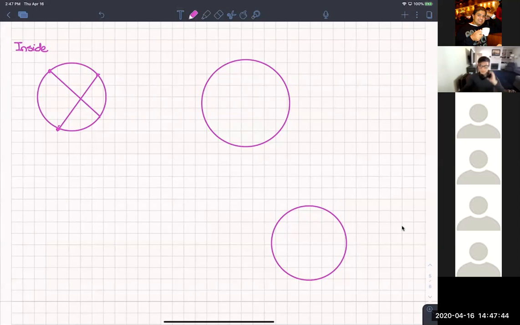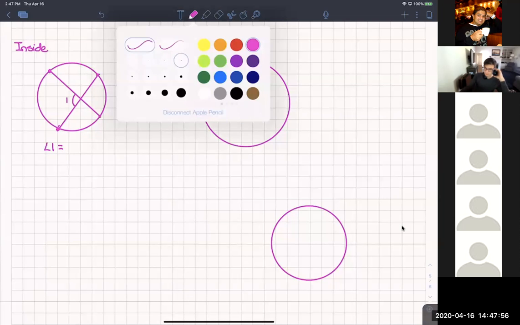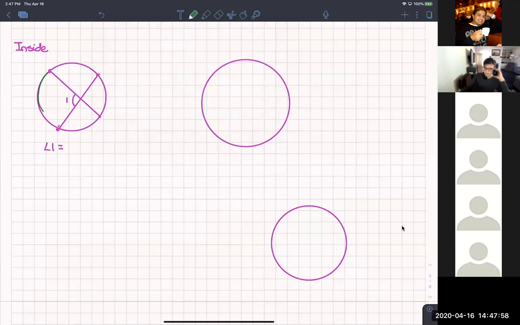They're chords because the endpoints are on the circle. If I want to find the measurement of this angle, it'd be 1/2 the sum of the chords. Let's say this is chord A, chord B. So the formula for the angle measure is 1/2 the sum of chord A plus chord B, and that's if the angle is formed on the inside.